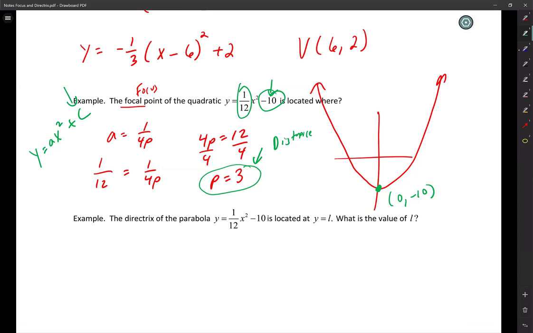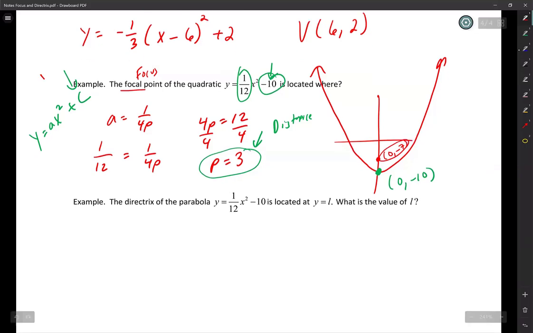I'm going to move 3 points up from negative 10. Where is that going to be at? There it is. That's the focus. 0, negative 7. Cool or not cool, guys? Last one. Don't worry. I'm not going to write anything. That's right. I did it on purpose. Yes, because 0, negative 10 is my vertex. Yes.